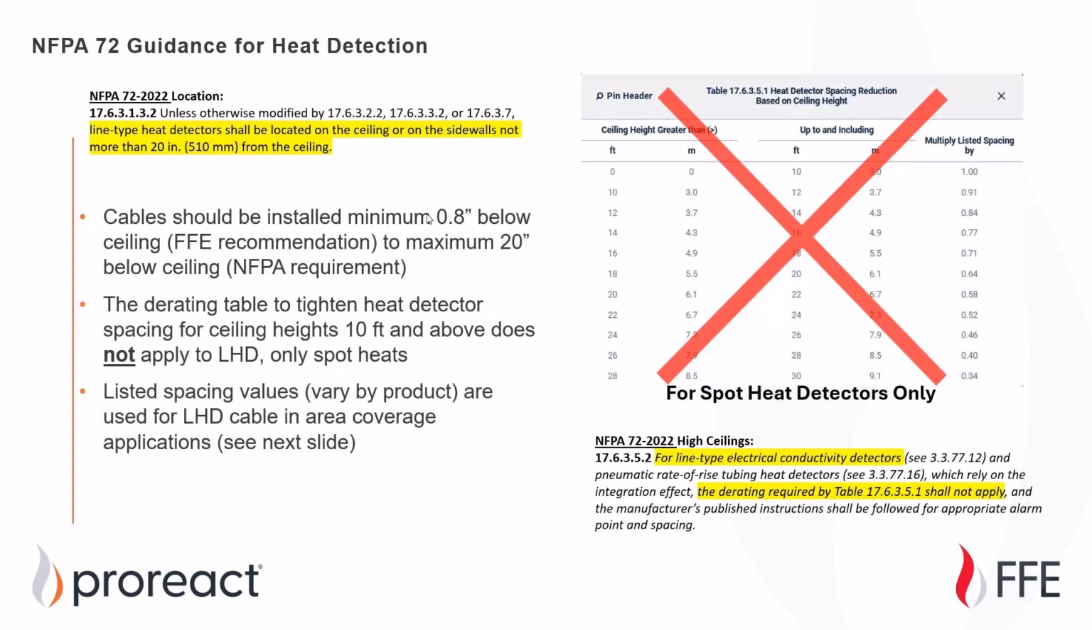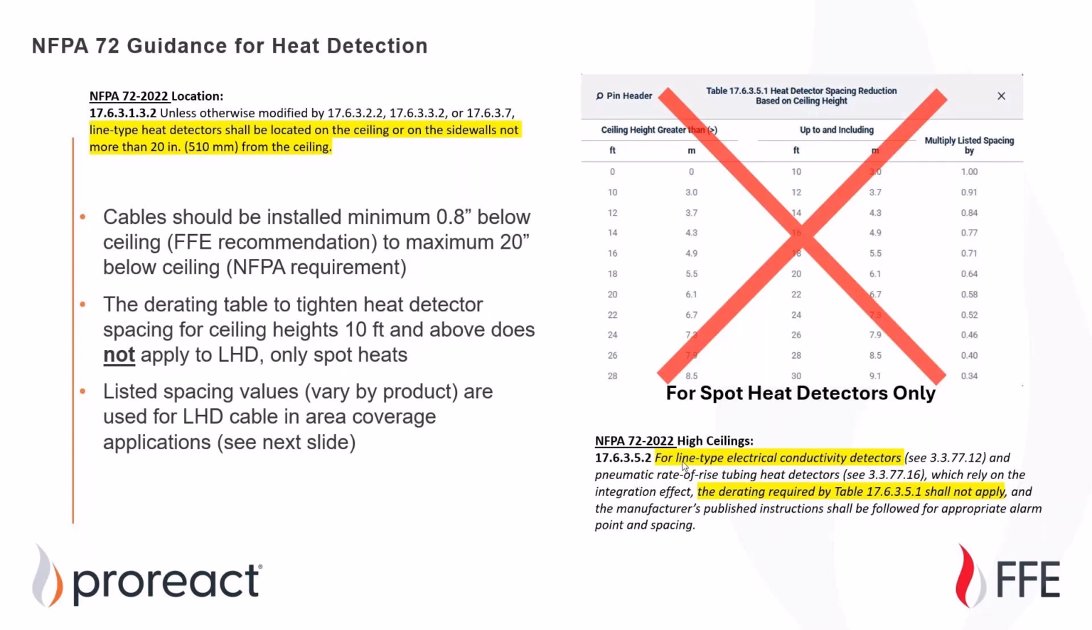The reason it's a little bit off the ceiling is that you don't want the ceiling absorbing a lot of that heat, and you want the cable to be absorbing the heat from the hot gases from all sides for optimal detection time. A lot of people, myself included, might look at NFPA 72, Chapter 17, look at how to space heat detectors, and think that anything over 10-foot high ceilings, you need to tighten up your spacing. This table in Chapter 17 is only for spot detectors. Linear heat detectors are treated separately.